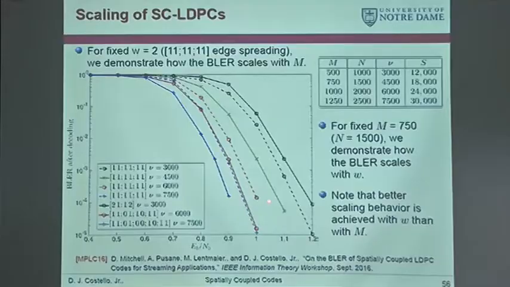We are working on something for the erasure channel, as I mentioned, where we hope to get some analytical insight into this. But it was a little bit of a surprise to us that the scaling behavior was better with the coupling width than with M. This was just given at the workshop last month in Cambridge.